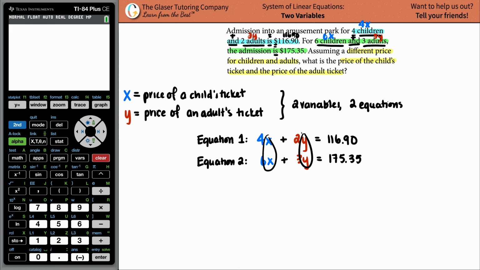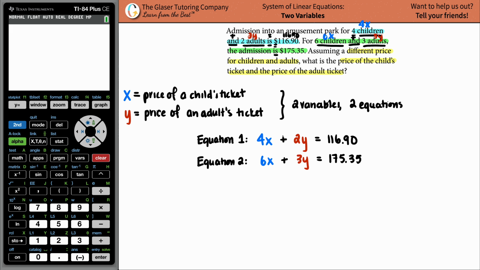There are a couple of methods to solve systems of equations: substitution, addition, elimination. In this case, we won't use substitution, because usually we can substitute out an x or a y when only one equation has just one x value or one y value. But in this case, since we have 4 x's and 6 x's and 2 y's and 3 y's, let's not really use the substitution method.